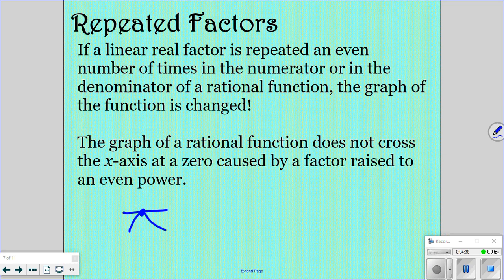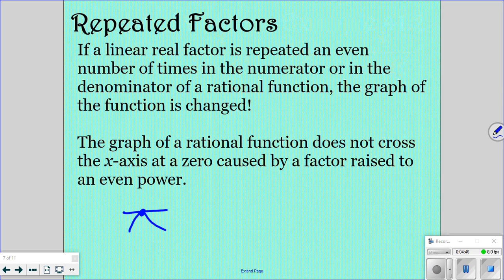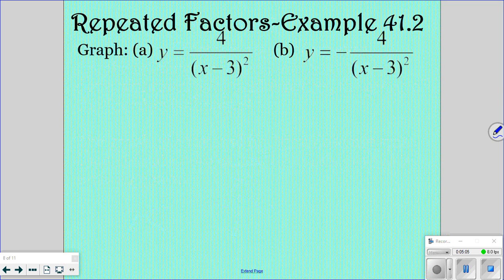Okay? So if it's not going to cross it at that 0, it's going to touch and bounce away. And if it is an asymptote, instead of jumping, well, it jumps once, but then it has to jump twice because it's repeated. So it's really just going to make a volcano. So that's what's happening if it's going to be raised to an even power: it's either going to bounce or it's going to make a volcano. All right, so let's graph these.